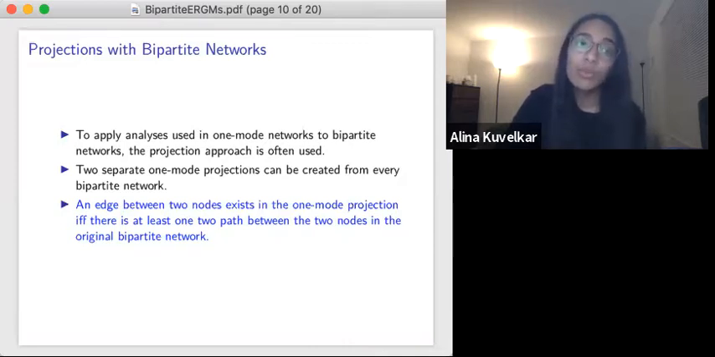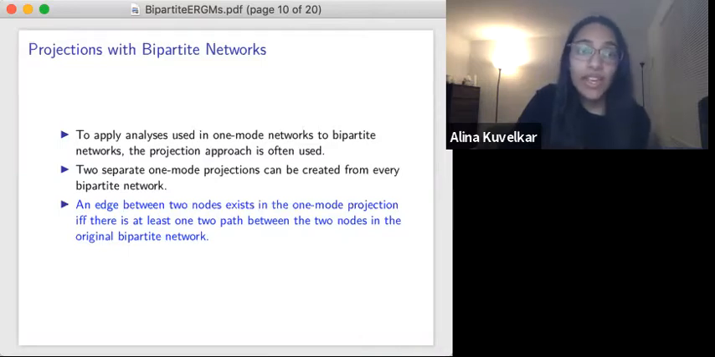An edge between 2 nodes exists in the one-mode projection if and only if there is at least one two-path between the 2 nodes in the original bipartite network. What this means is that in the person-to-person projection, an edge exists between 2 people if they are both a member of at least one group. And in the group-to-group projection, an edge exists between 2 groups if they have at least one common member.